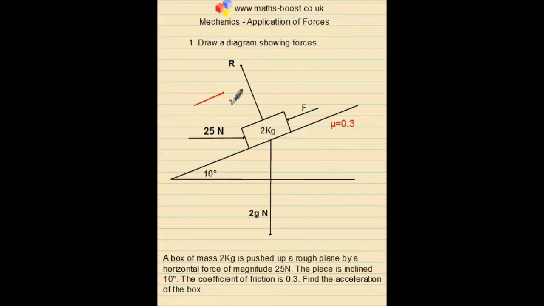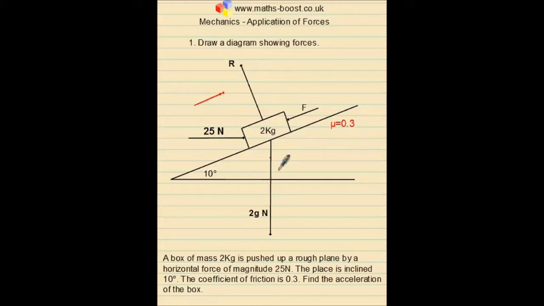So in this case we've assumed that we are going to be able to push this box up the slope, but if we're wrong and we find that in actual fact it slips down the slope, we would simply get a negative value for acceleration. So this is our diagram.